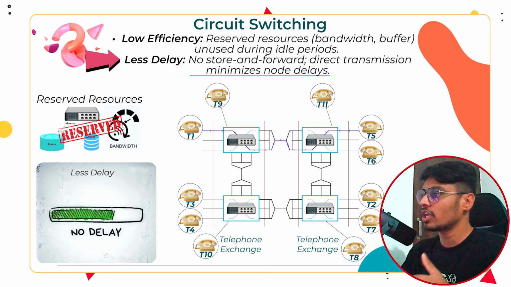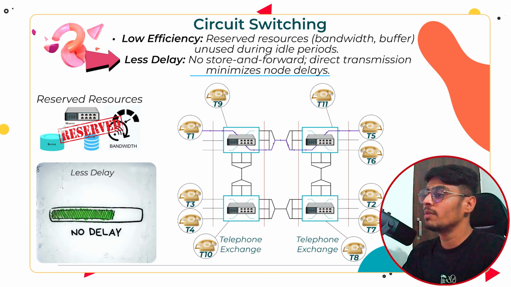What kind of delay am I talking about? The delay caused by nodes along the path. Okay, in circuit switching there's no delay from intermediate nodes because data flows directly from one port to another without being stopped. Unlike packet switching or message switching where devices like routers store packets, process them and then forward them, circuit switching has no store and forward mechanism. As soon as you start talking, no one stores and forwards your data.